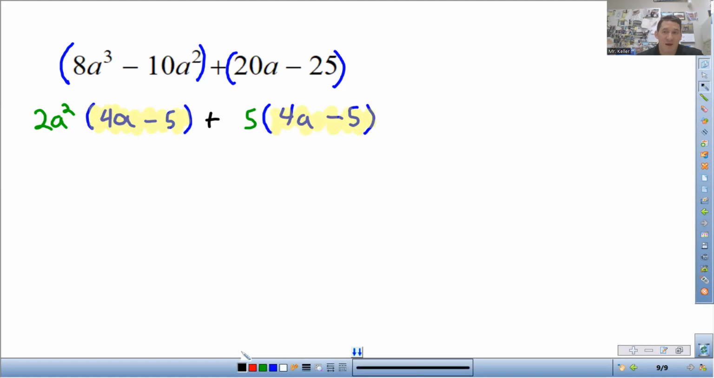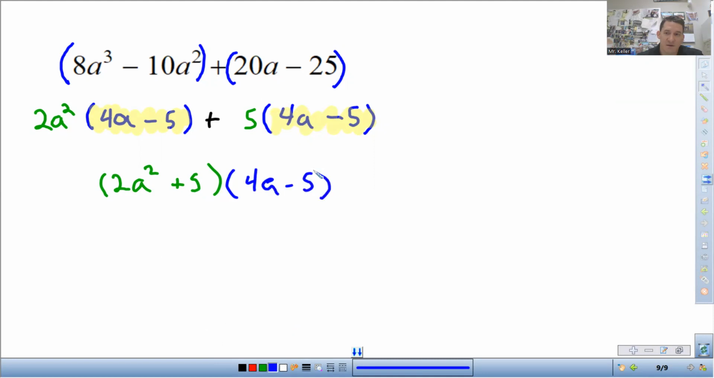I'm not going to give you a lot that don't factor. I might give you one or two here or there, but most of them are going to factor. So if they don't match, check your work. But since they do match, we're good to go. You have 2a squared plus 5, and then times 4a minus 5. And that will do it for this lesson. Next time we're going to be factoring trinomials.